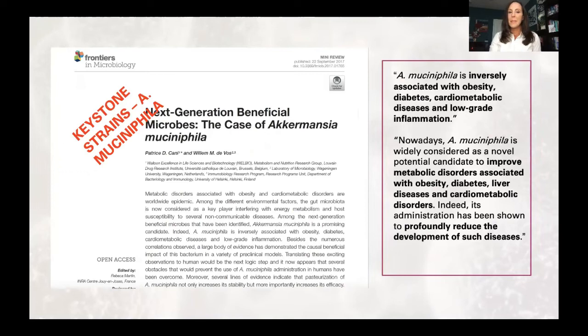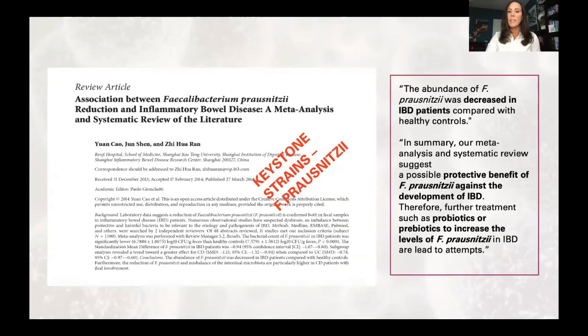Akkermansia muciniphila. This one, if you look at a stool test, you can often see it's not there at all. And this is inversely related to diabetes, obesity, cardiometabolic disease, and low-grade inflammation. It is a keystone strain, which means that if it's present, you're more likely to have diversity in general. If it's not present, it's much more correlated with low diversity. So even just knowing the status of this one keystone strain, you can often predict diversity versus no diversity. So it's very predictive of cardiometabolic types of diseases.